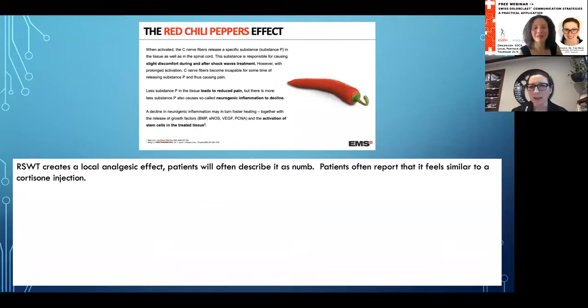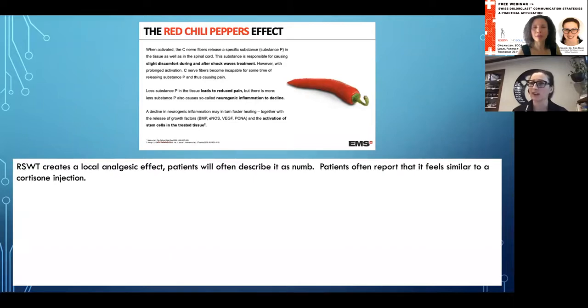So if we talk about pain, this is a good analogy, the red chili peppers effect. And for those of you who might have done the training, you've been through this before. So we know that when our C nerve fibers release substance P in the tissue, that's obviously when we have pain and when we have inflammation. And that's sometimes why they will experience some discomfort when they're having the shockwave treatment done. But we know that as we activate those C fibers with the shockwave, the more we deliver those shocks, the more inhibited that substance P becomes. And that's what reduces the pain and creates that numbing effect.